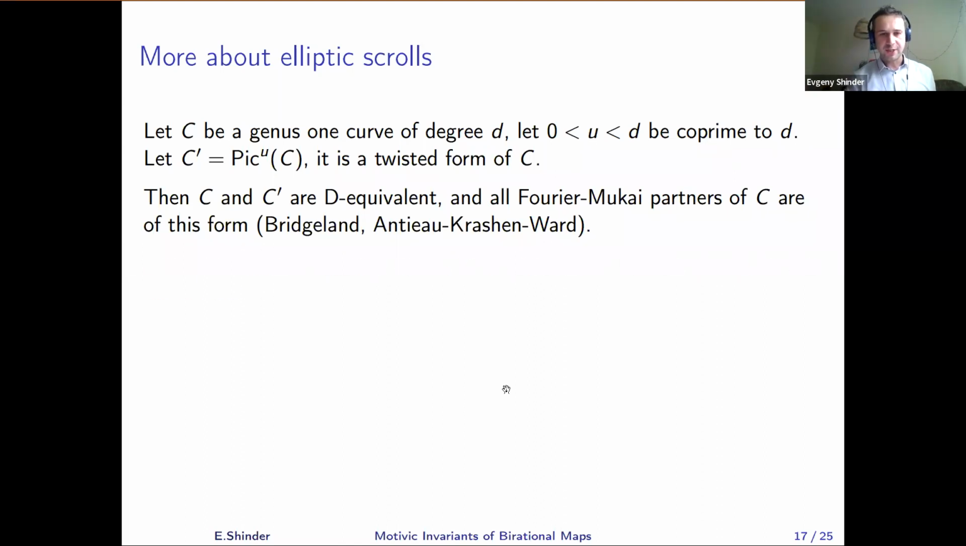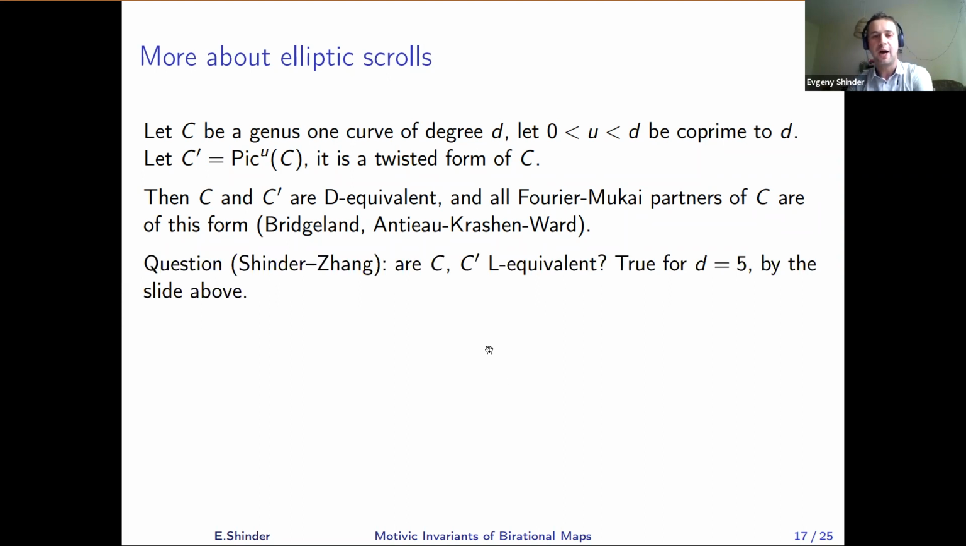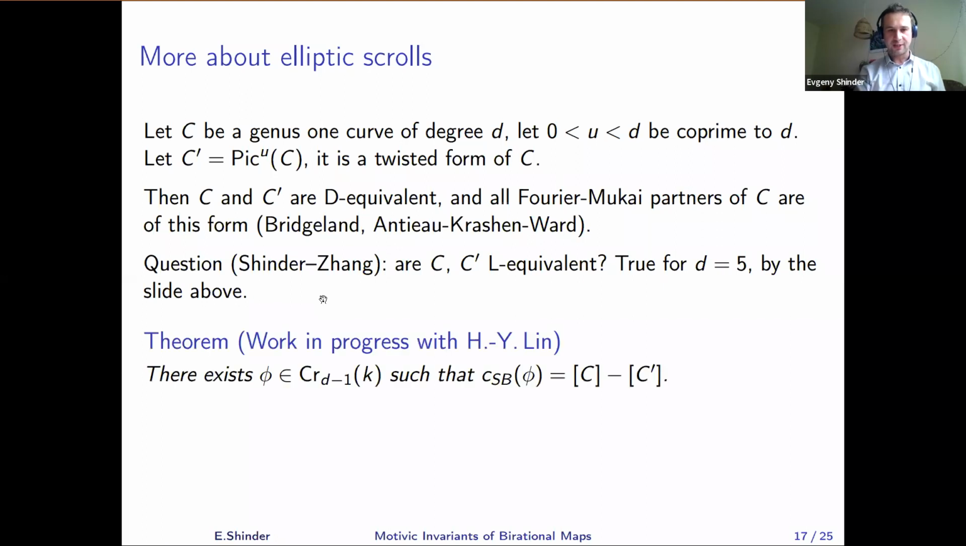And a natural question is, are these curves L-equivalent, in the sense that the difference is annihilated by a power of the affine line in the Grothendieck ring? This is true for D equals 5, as we proved with Zhang, or as was proved on the slide earlier. So we ask, what do these Jacobians have in common geometrically? And the answer is the following.